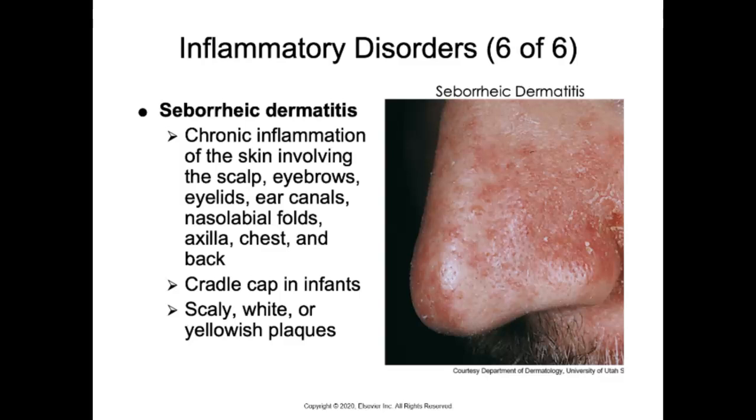Pictured here, we have seborrheic dermatitis, and this is a chronic inflammation of the skin that involves the scalp, eyebrows, eyelids, ear canals, and here we see in the nasolabial folds within the axilla, chest, and back. It is represented as cradle cap within infants, where you'll also see some flaking taking place in the scalp, and you could see it is of white pigmentation, or it could be a little bit yellowish, which we see in the corner here. And unfortunately, the cause of this is unknown.